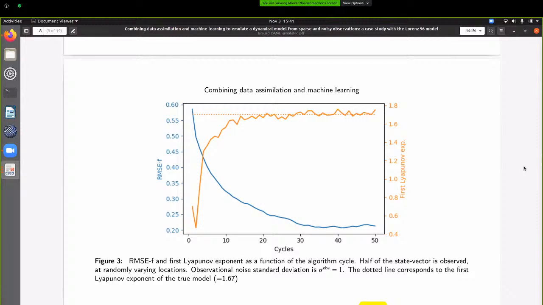One thing they have here in the second is the first Lyapunov exponent. That's roughly the speed at which errors grow over time in this dynamical system, and there's a target for the Lorentz 96 with their settings, which is 1.67. So they not only get the short-term prediction, but also the long-term tendencies of the dynamics.